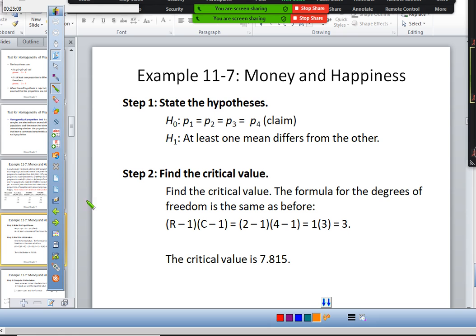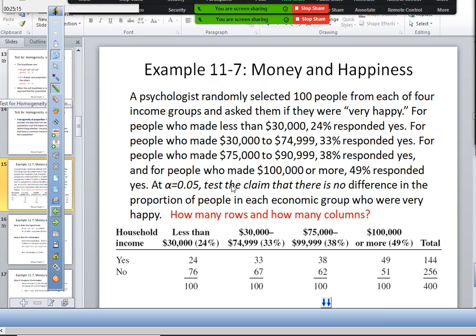So here's our first part, state the hypotheses. They said that the proportions were the same. That was their claim. Claim of no difference in the proportions. Do you guys see this? No difference in the proportions. That's their claim.